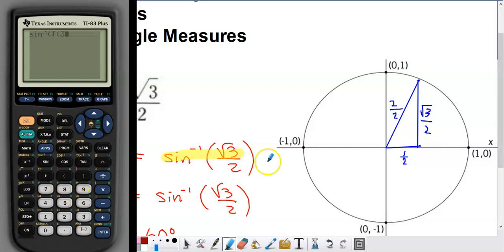And I don't want the 2 to be under the root, so I have to close my root and then divide by the 2, and then I can close that initial set of grouping symbols that it gave me. And you see that the answer that I get here is 60 degrees.